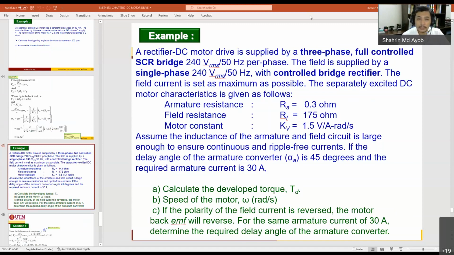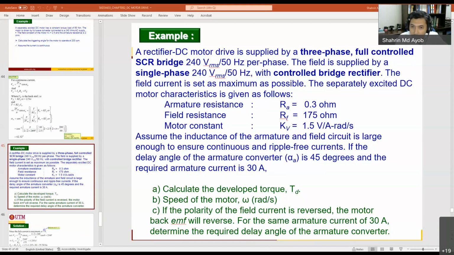So the information here: the armature circuit is supplied by the three-phase, but the field circuit is supplied by a single phase. And the field current is set as maximum as possible. This one is also one important parameter here. And the DC motor has this characteristic, which is the armature resistance is 0.3.